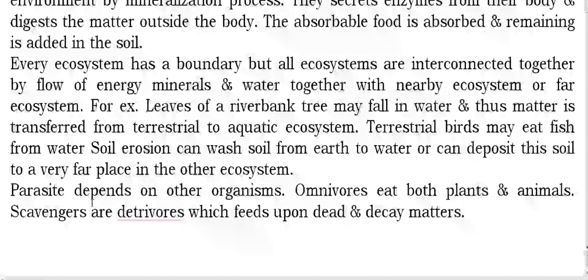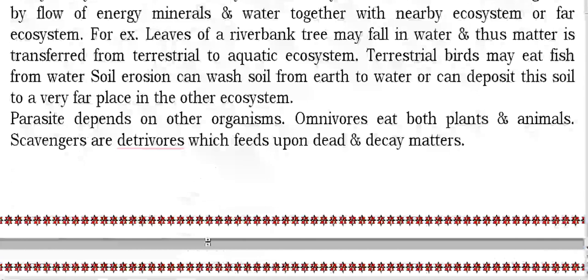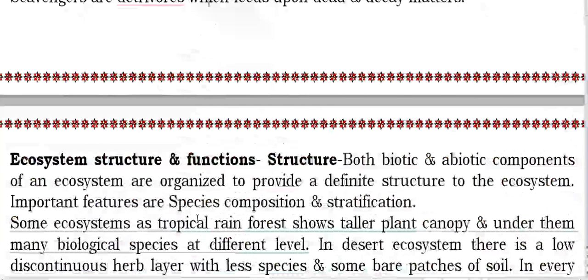Parasites depend on other organisms, and sometimes they may move from one organism to another. Omnivores eat both plants and animals. Scavengers are detritivores which feed upon the dead and decayed, for example, earthworm.